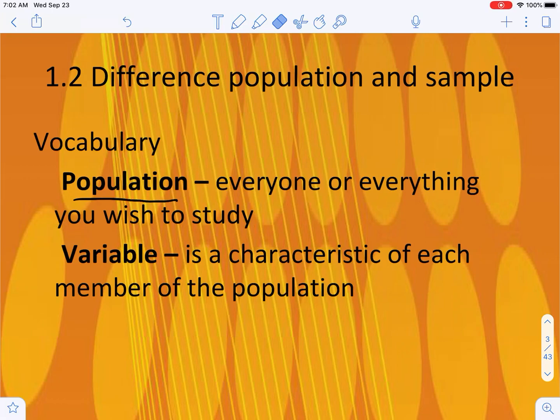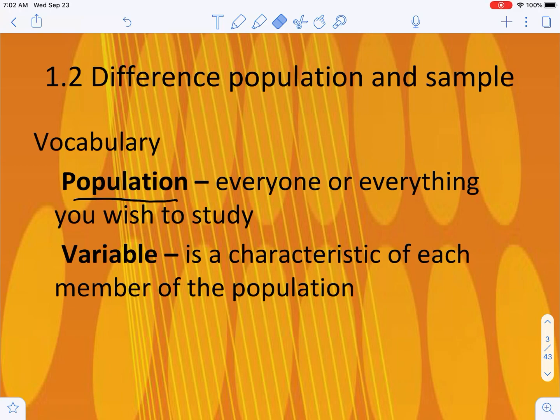Morning, students. We're going to go through the difference between population and sample. So when we talk about population, it doesn't necessarily mean everyone in the whole entire world. Population is everything you wish to study.